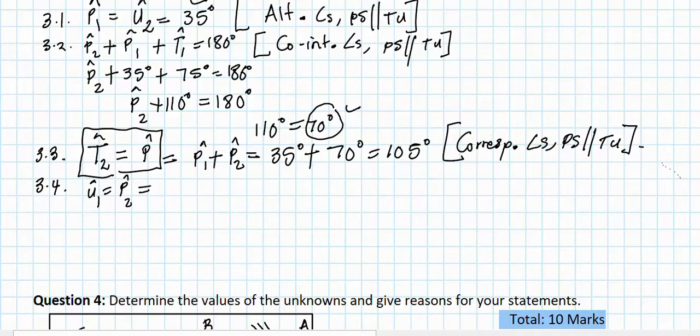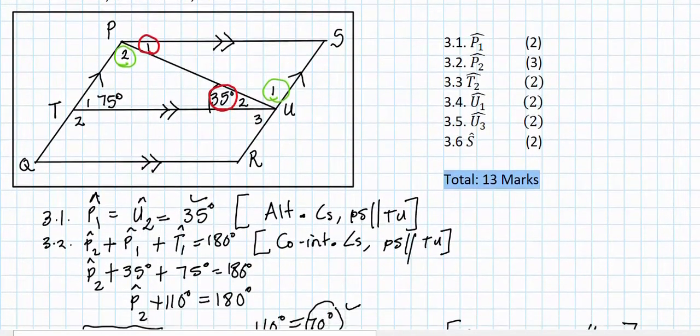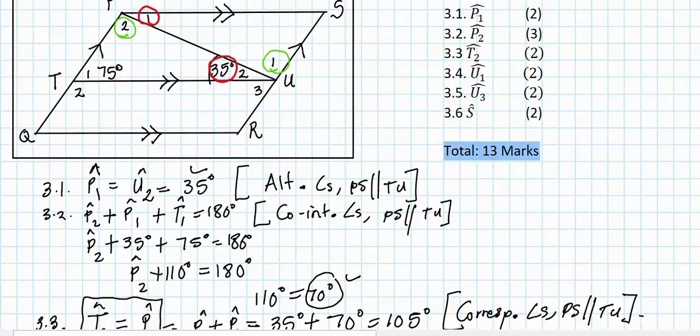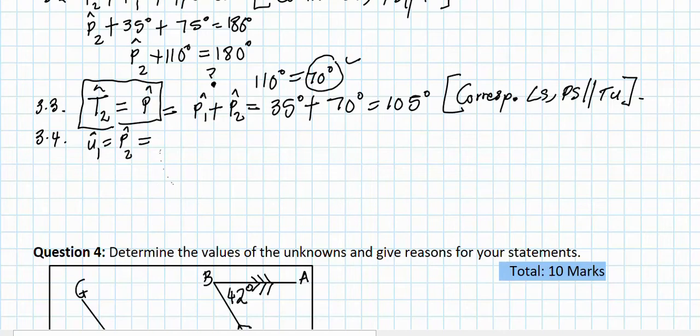How much is angle P2? Let's go back. Did we find P2 at some point? P2, we found it at 3.2. And then we said it's 70 degrees. So we said it's 70 degrees. Right? So let's say that here. We are saying U1 is equals to angle P2, and then angle P2 is 70 degrees. Why? Because they form a Z formation.